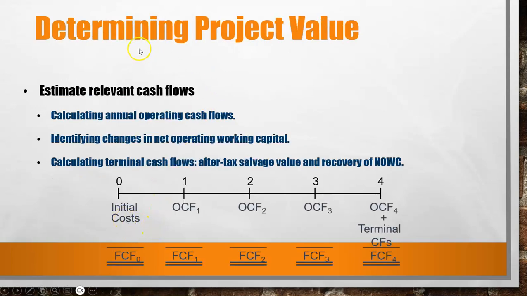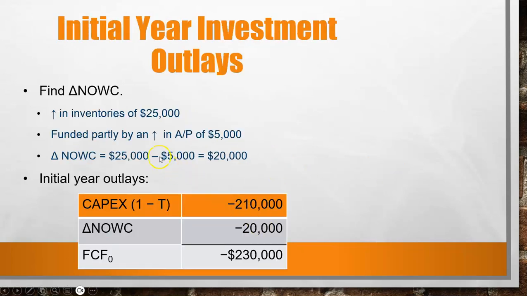Now we get into determining the project value. We're going to estimate the relevant cash flows. How much money are we going to get in annual operating cash flows? Identify the changes in net operating working capital, NOWC. Calculate terminal cash flows after tax salvage and recovery of net operating working capital. So first we find the net operating working capital.